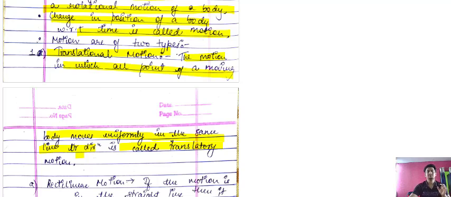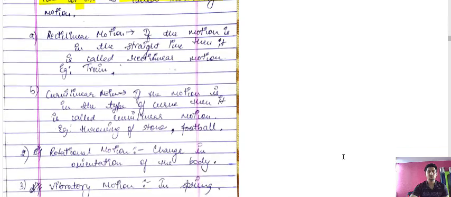Now translatory motion is of two types: one is rectilinear motion and one is curvilinear motion. So what is rectilinear motion? You can understand easily that when the path traveled by the object is in a straight line, that type of motion is known as rectilinear motion. And when it makes a curve, suppose this car is moving and there is a curve on the road and the car is turning like this, that type of motion is known as curvilinear motion.